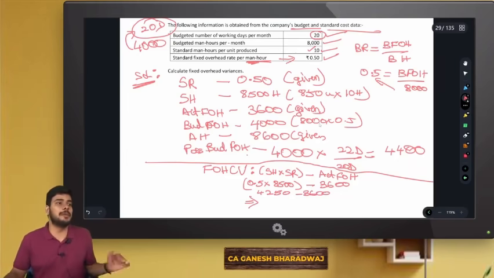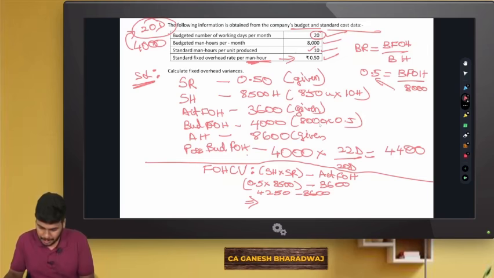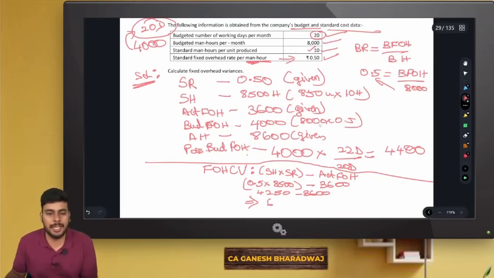Now when I'm absorbing more, what am I going to do? I will be recovering it more from my customers. It's a favorable thing for me. How much is it? 650. 650 is favorable.